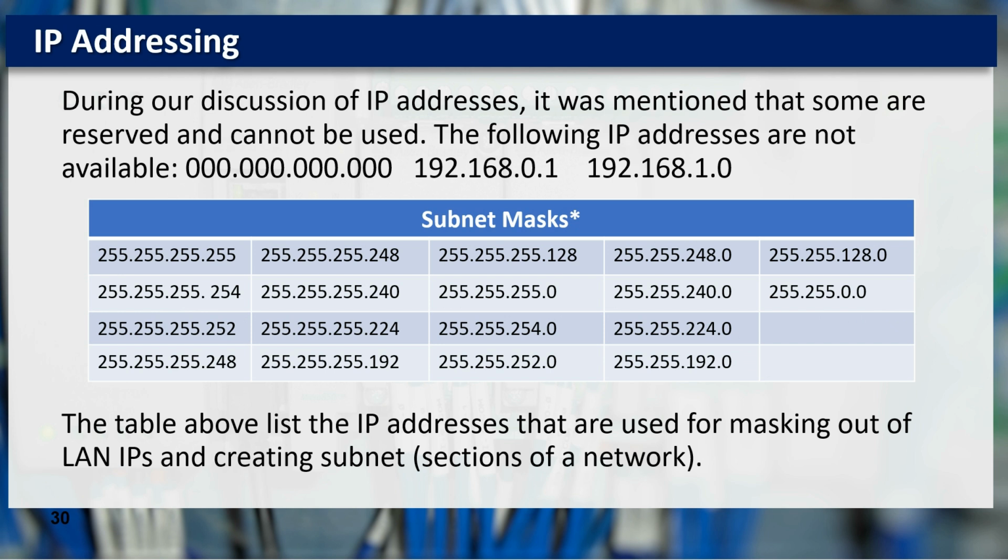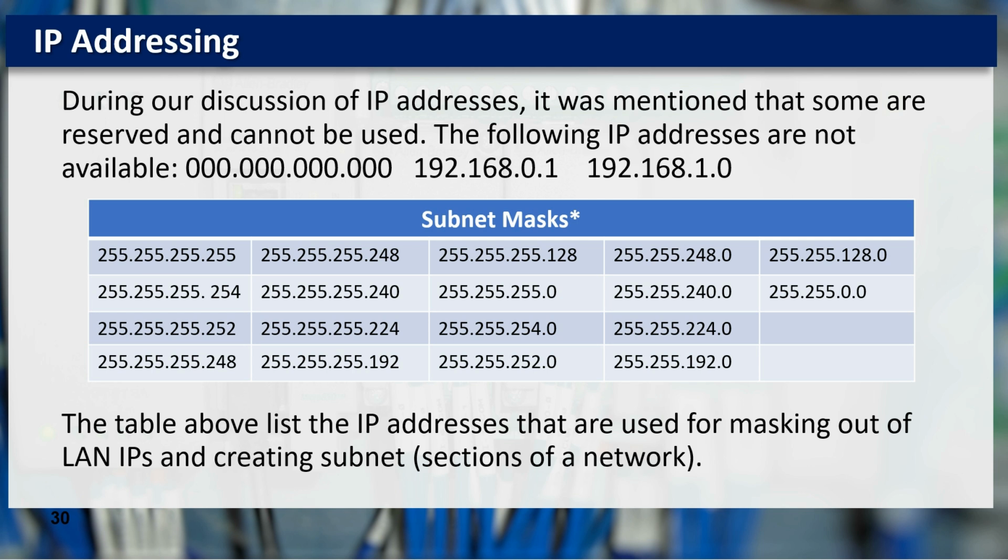During our discussion of IP addresses, it was mentioned that some are reserved and cannot be used. The following IP addresses are not available. 000.000.000.000 is one because it's not an IP address, it's 0. 192.168.0.1 and 192.168.1.0 are often used by routers as a home base IP address that you have access to set the router up itself. So those are not normally available to be used as a regular IP.